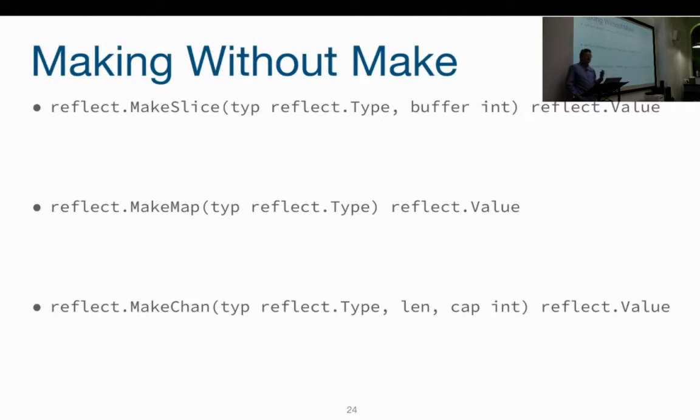In addition to making instances of built-in and user-defined types, you can also use reflection to make instances that normally require the make function. So to make a slice, a map, or a channel, there are the reflect make slice, reflect make map, and reflect make chan functions. In all cases, you supply the reflect type of the value you want to put into the slice, map, or channel, and you get back a reflect value that you can manipulate with reflection or assign back to a standard variable.